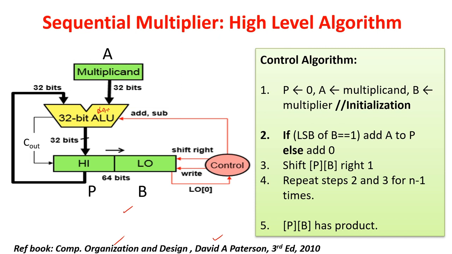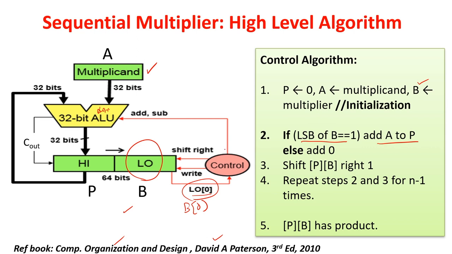This ALU can do addition and subtraction. If it were an adder-subtractor it could do both, but in this case we are using an ALU. So, we have the multiplicand, and the multiplier we put into B, so in the lower part we are putting the multiplier. If the LSB of B equals 1, then add A to P. Here this is the LSB of B, B0. If B0 is equal to 1, then it will activate.